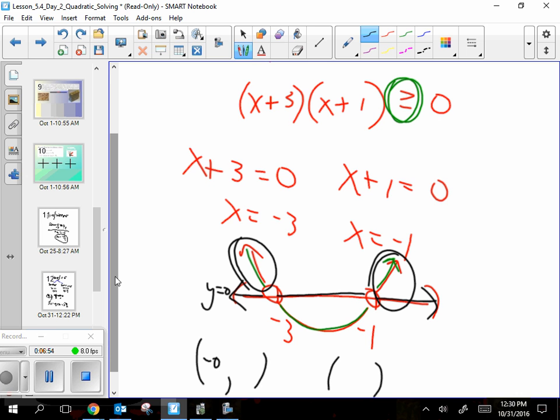Negative infinity is correct. Negative 3, and then what's in between them? Union, and then negative 1, 2, infinity. Good. There you go.